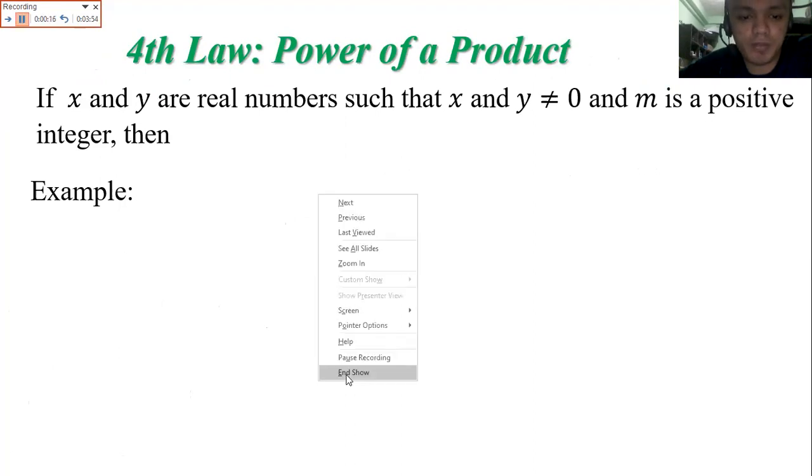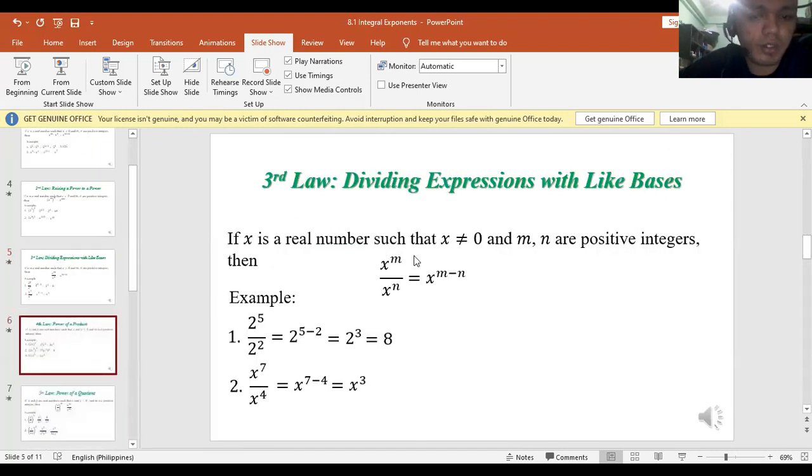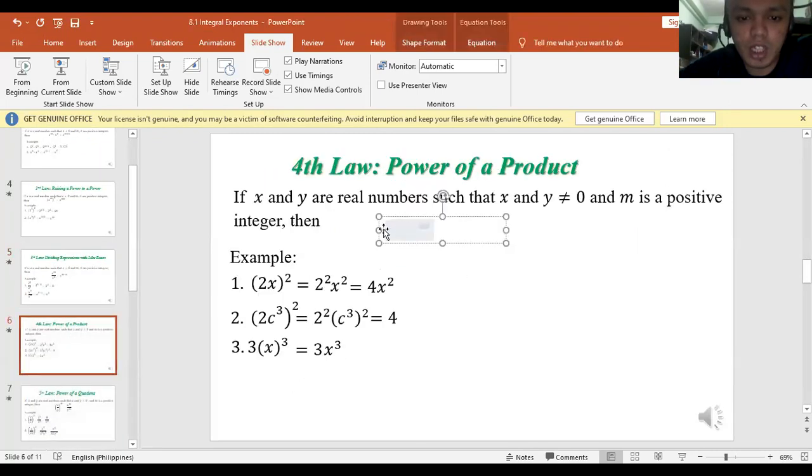Wait, ayusin ko. Sa fourth law na tayo. Yan, yan. Hindi ko na block.